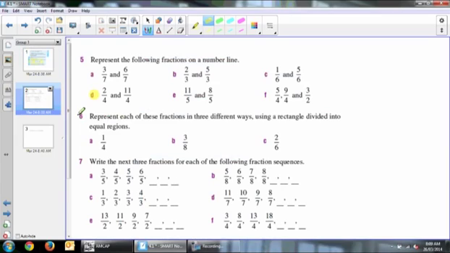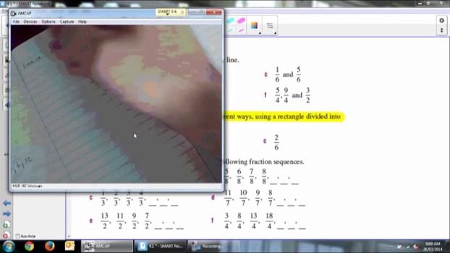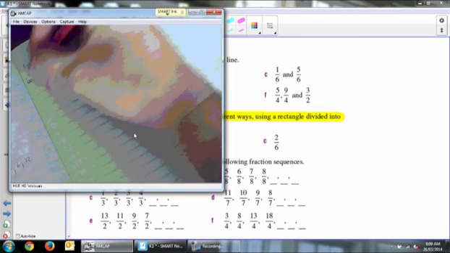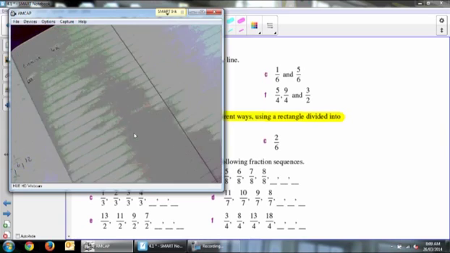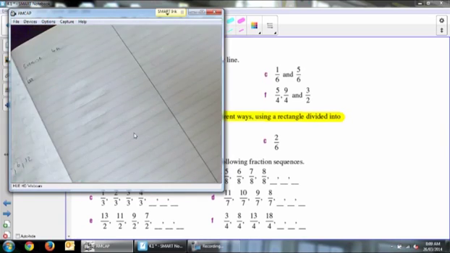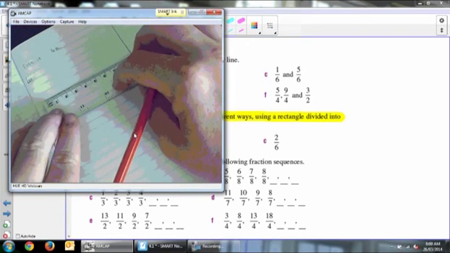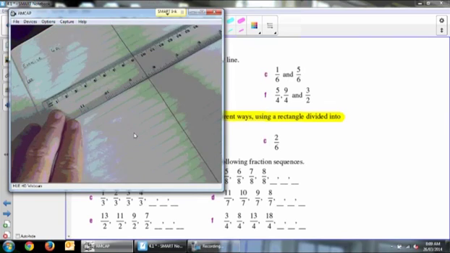Let's have a look at question 6. Represent each of these fractions in 3 different ways using a rectangle divided into equal regions. Okay, I'm going to have a look at A. So in your book, you will need to obviously draw a rectangle. Okay, so when you're working with fractions, it is always better to work with a ruler. Okay, and whenever you're drawing boxes or anything like that, it's obviously better to work with a ruler.